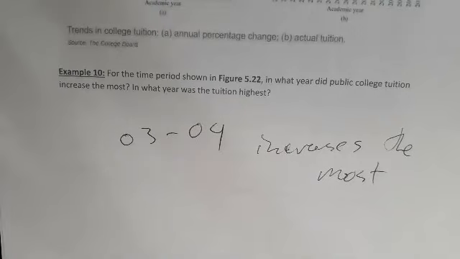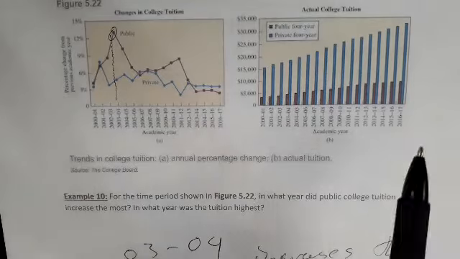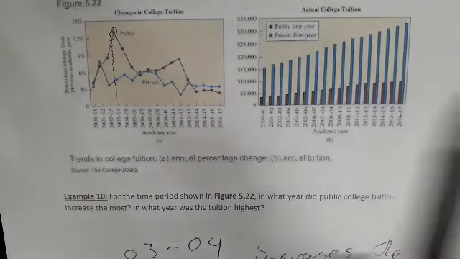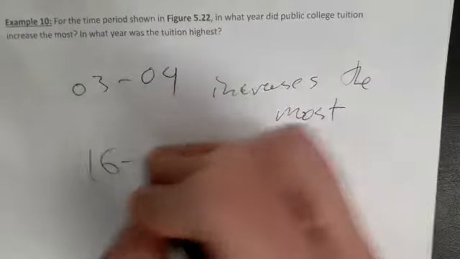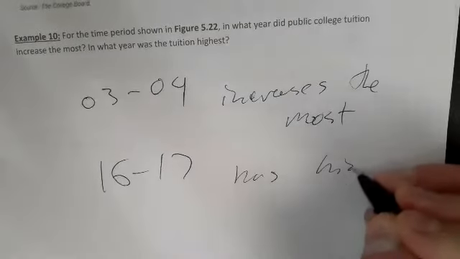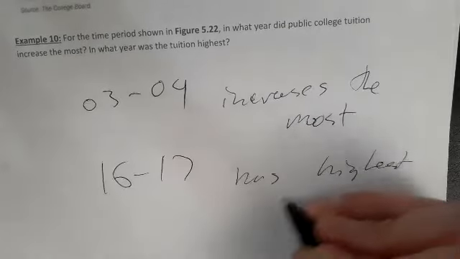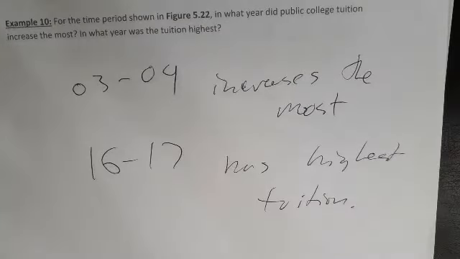And then when is it going to have the highest tuition? Well, that's easier to see, I think, over here, where it shows you your overall tuition. So when is that tuition going to be the largest? It looks like probably the last years that they're giving us, 16, 17. It's only going up and up. So 16 to 17 is going to have your highest tuition.